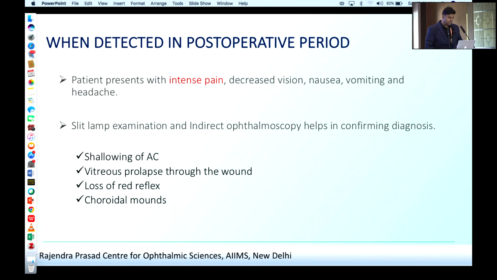but it should generally be avoided, and suprachoroidal management should be left for a later date. When detected in the post-operative period, patients present with intense pain, decreased vision, nausea, vomiting, and headache. Slit lamp examination will reveal a shallow AC. There might even be vitreous prolapse. Indirect ophthalmoscopic examination will reveal loss of red reflex with choroidal mounds.